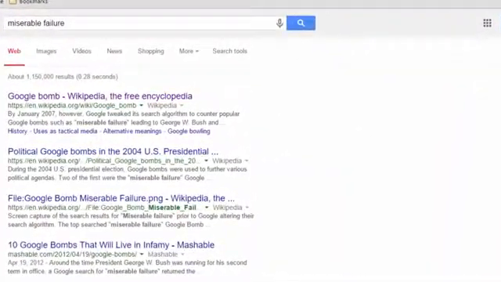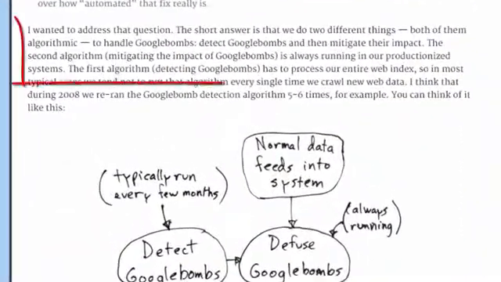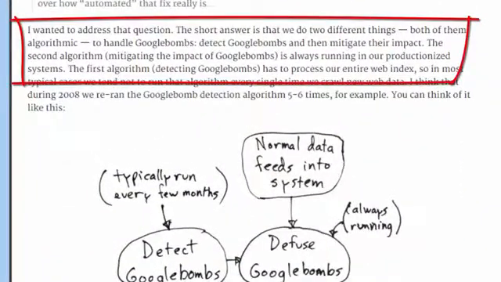Now, Google bombs don't always work anymore. Search for miserable failure and you'll find pages discussing the event rather than the Google bombed pages themselves. Google now tries to detect and diffuse Google bombs. They're not saying exactly how, but they do say that it's not part of the regular algorithm that's running all the time. Rather, it's something they do a few times a year.